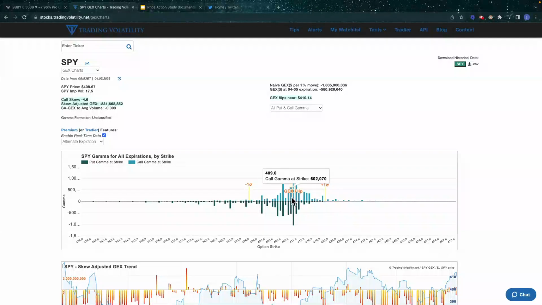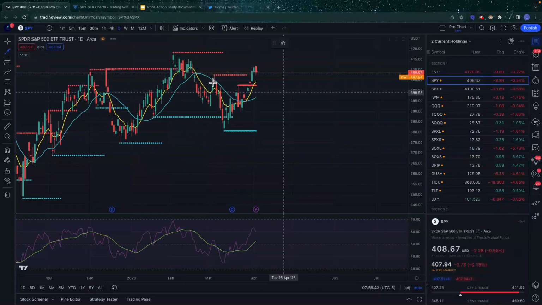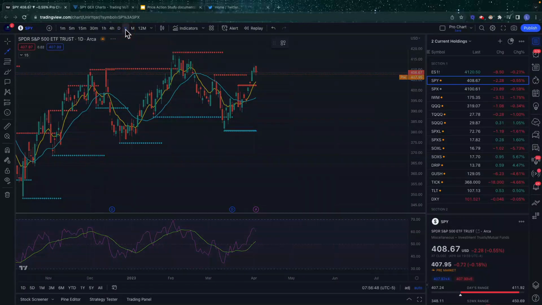As you see right now, let's take a look at the actual S&P 500. Here's what I want to show you. S&P 500 hit 410 yesterday and showed a little bit of weakness. It's sitting at resistance at 407. So we can see that.